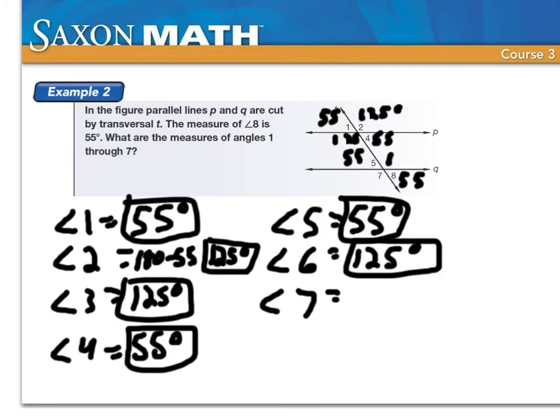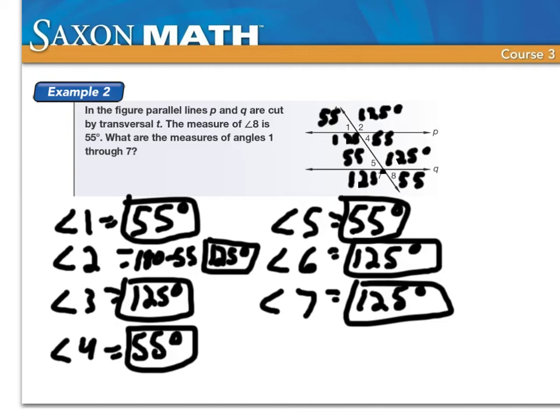And if angle 6 is 125 degrees, we know that angle 7 has to be 125 degrees because they are opposite angles. Okay, so I want you to look at all our answers here. We got the same two numbers for every single angle. Okay, we either got 55 degrees or 125 degrees. And that's how almost all of these problems should work.